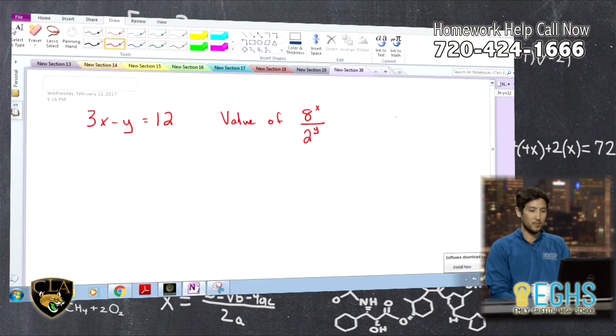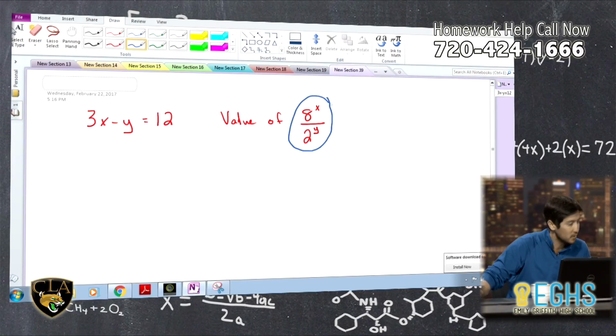All right, so we got 8 to the power of x divided by 2 to the power of y. My first thought is maybe we solve for x or y in terms of the other, or maybe we manipulate this right here to have the same base. Same base. So I was actually thinking both of them would be valuable. Why don't we try messing with this first, and then see what it looks like. Okay. Kind of go from there. So when you say same base, you mean 2. We want the 2, right?